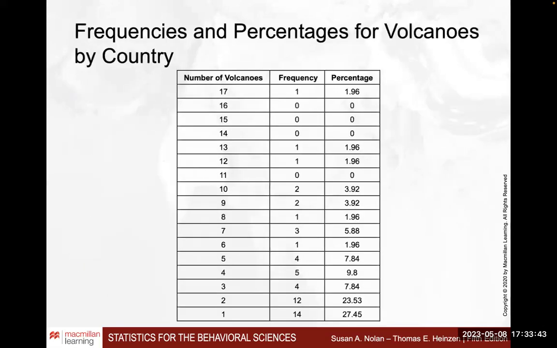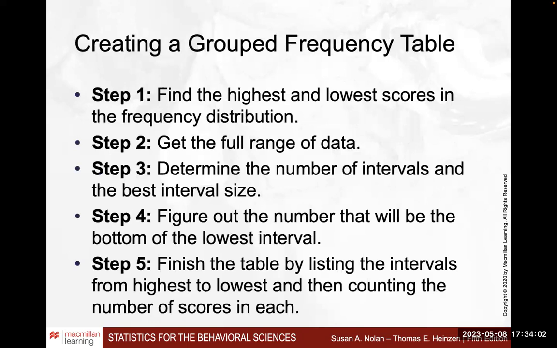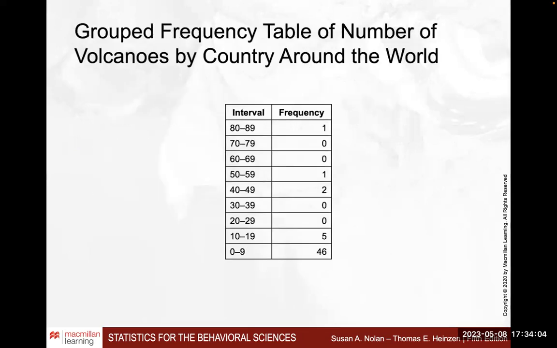Know what a grouped frequency table is. So remember the frequency table example with the volcanoes. Then we have a grouped frequency table that basically just works them together and builds bins of different levels of the independent variable. You just have groups that you're depicting now. So you zoom out and you look at it with less granularity.